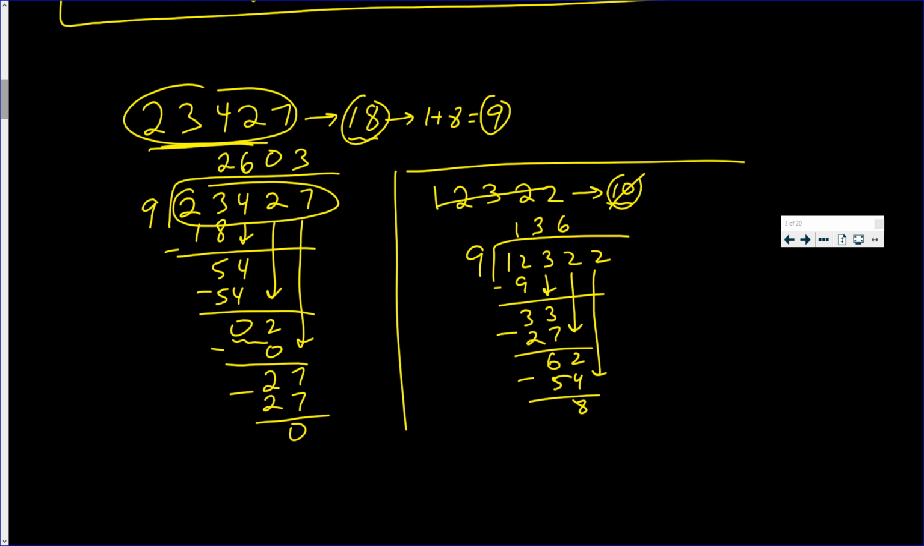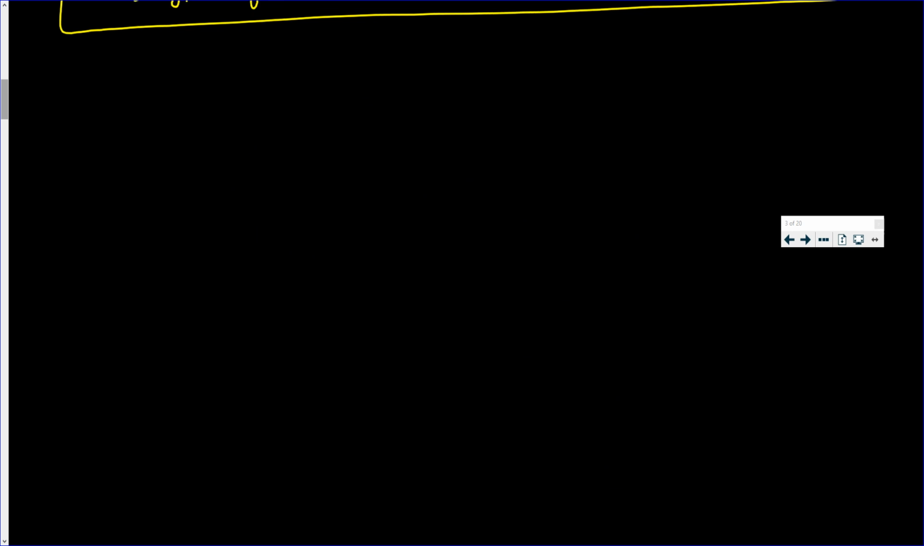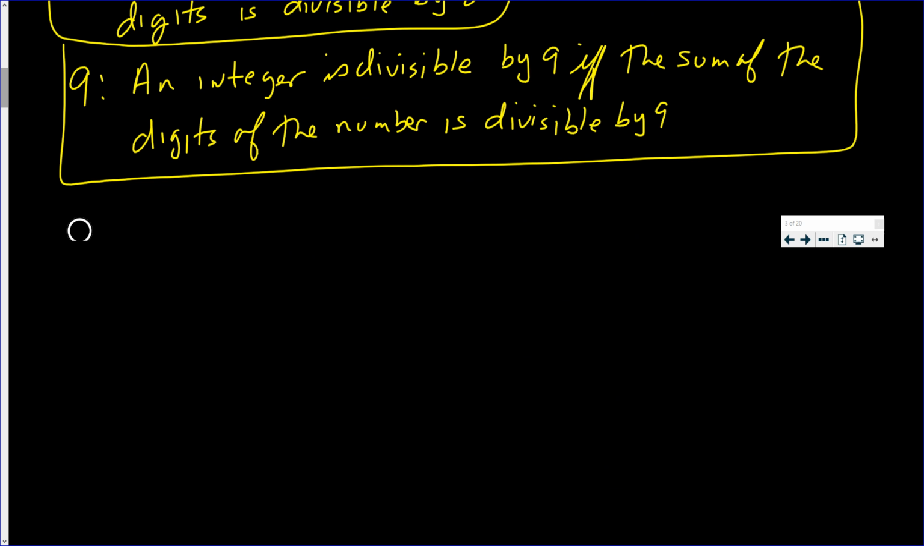Bring down the 2. 9 doesn't go into 82. 9 times 9 is 81. You have a remainder. 9 did not go into this number. Add up the digits. If it sums up to a multiple of 9, then 9 goes into the number. If it does not sum up to a multiple of 9, 9 does not go into that number.